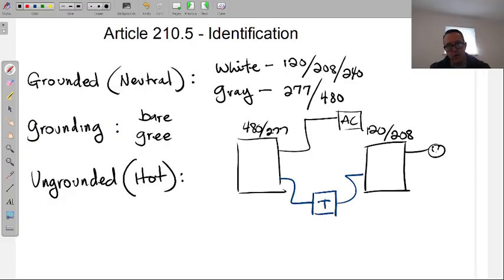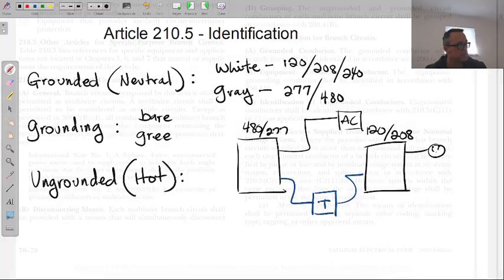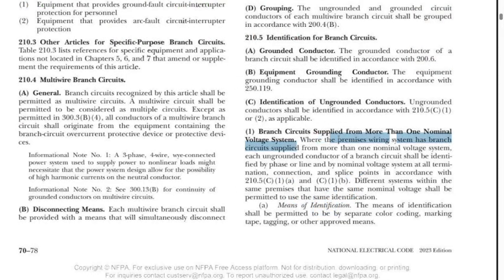Now, you're the electrician going into the building. They've asked you for another outlet, so you need to put 120 volts somewhere. You pop open ceiling tiles, you open up a junction box, there's a bunch of wires inside. In that scenario, here's where this code section comes in. Where the premise wiring system has branch circuits supplied from more than one nominal voltage system, as I'm showing you here in this example, I have 120/208, I have 480/277 in the building somewhere.